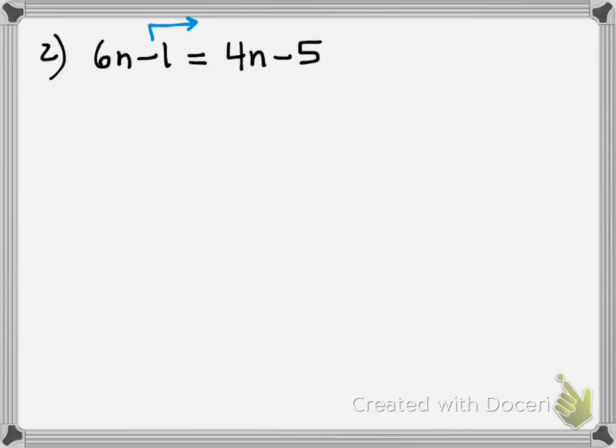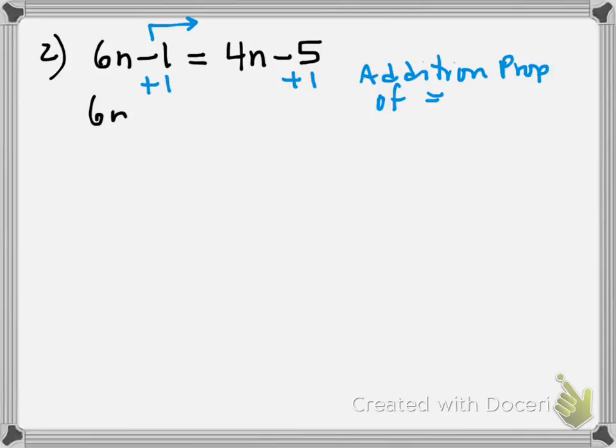We want it to go this direction. So I'm supposed to do an inverse to what I see. So what's the inverse to subtracting 1? I'm going to add 1 to both sides. That's your addition property of equality. I get 6n. The 1's cancel each other out, giving me a remainder of 0. And over on this side, I have 4n, and then the -5 and the +1. Signs are different, bigger number is negative. I subtract, and I get a 4.